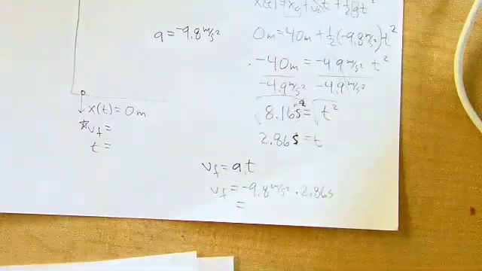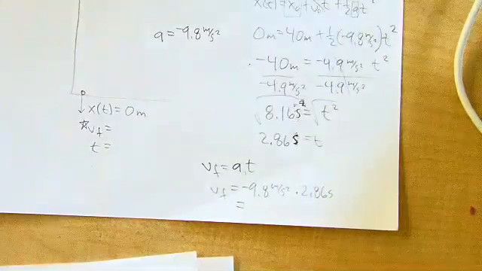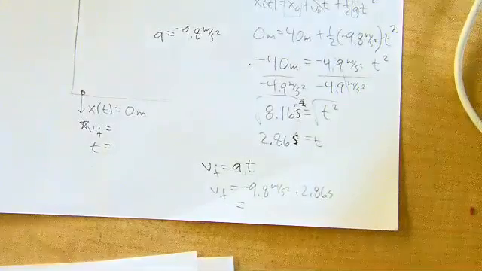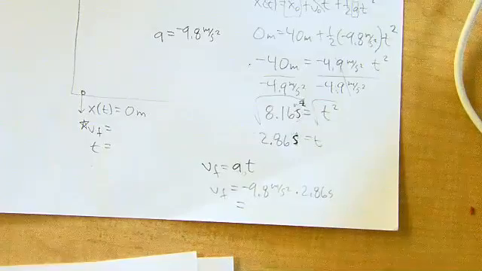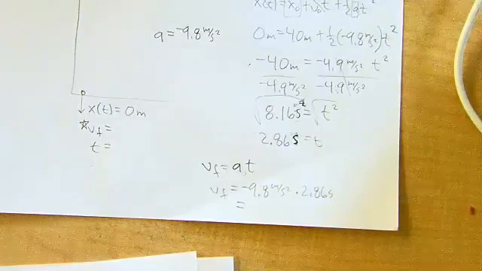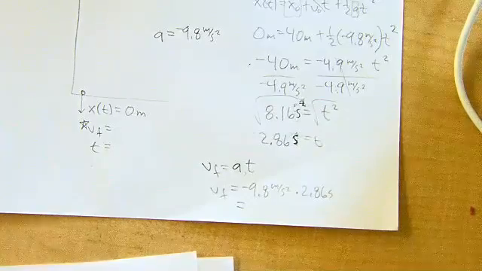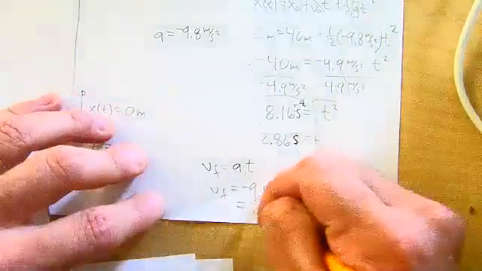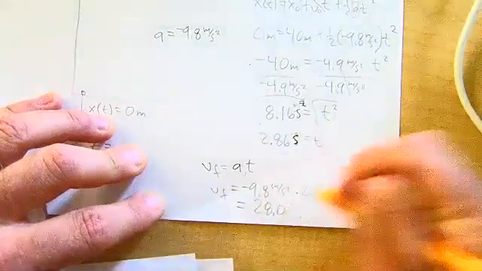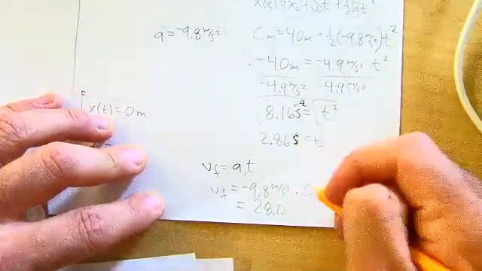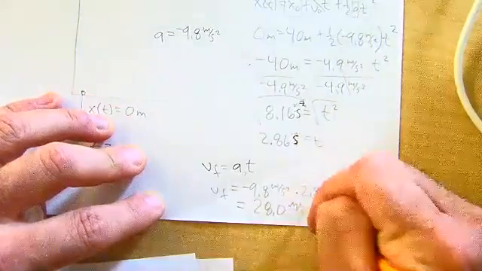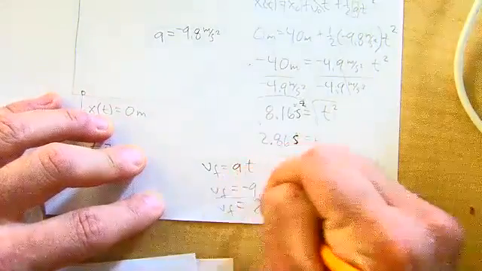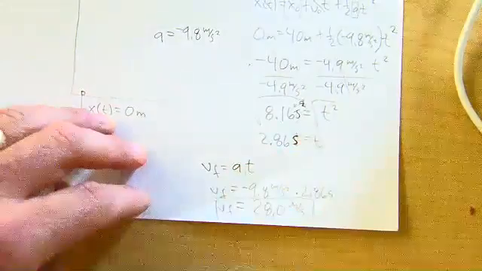Okay, so multiply that out. 9.8 negative times 2.86 is, I get 28.0. I'll round that off to 1 decimal place since it's the final answer. And it's meters per second. That's my VF. Okay, so it's a little process there of using both equations.